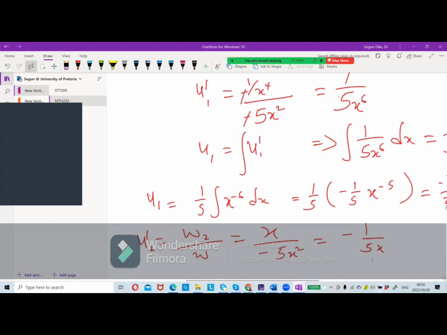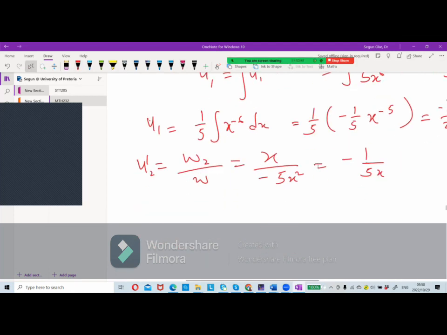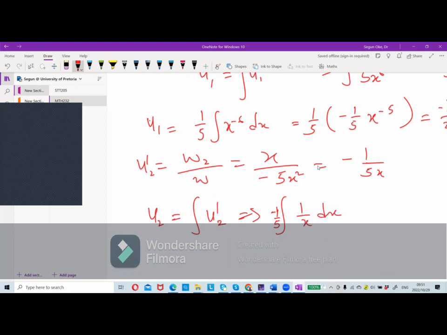Yes, sir. You can now solve this one by saying U2 is the same thing as the integral of U1 prime, U2 prime, which implies the integral of minus 1 all over 5, we have 1 all over x dx. Which is the same thing as minus 1 all over 5 what? ln x. That is your U2.